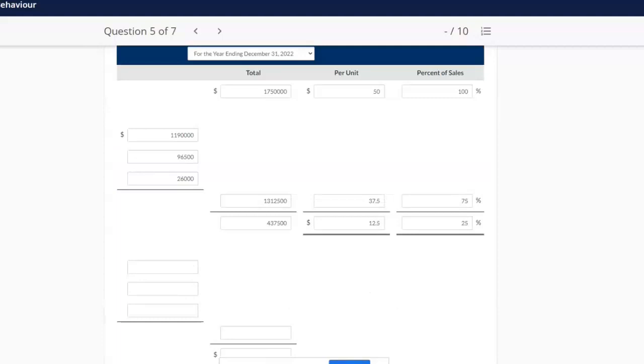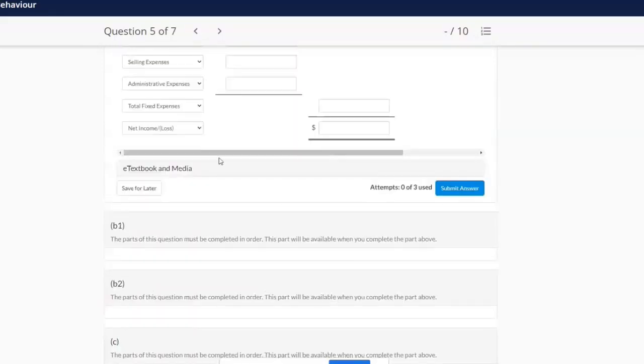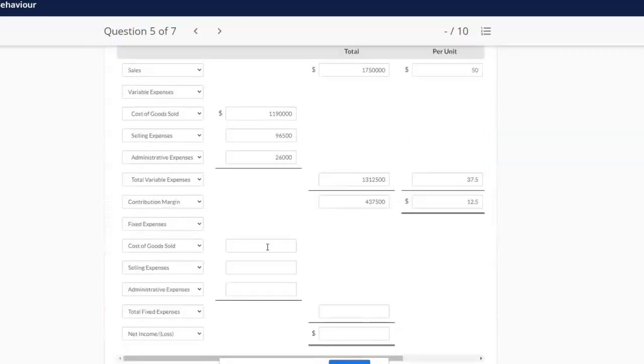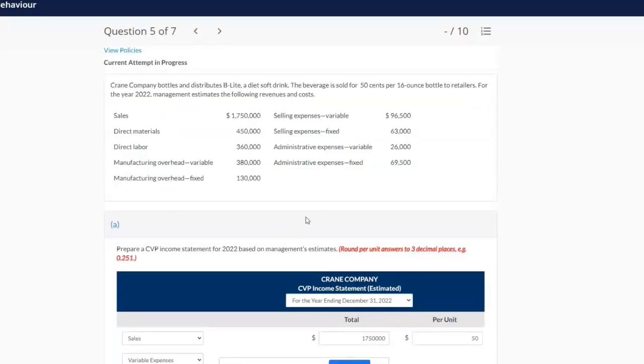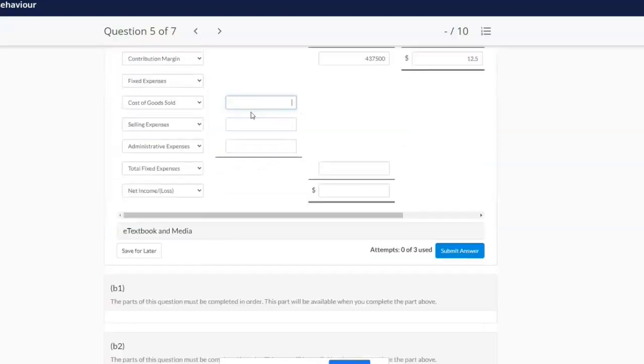All right, now you have to do the fixed costs. Just plug in the fixed and finish the income statement. The only fixed in the cost of goods sold is the manufacturing overhead fixed. So just put cost of goods sold and pick that number.